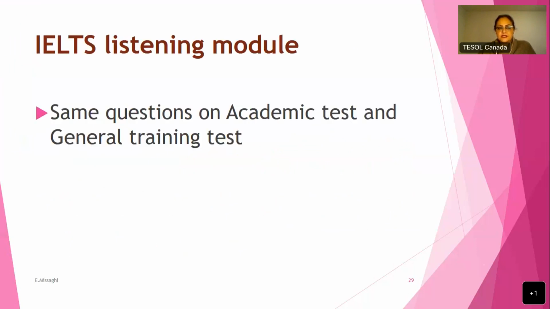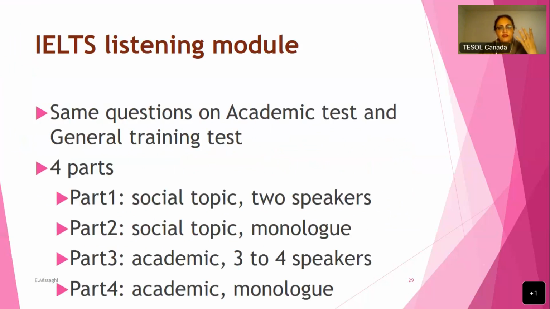So for IELTS listening, the questions are the same for academic tests and general training tests. There are 4 parts, part 1, 2, 3, and 4. Part 1, social topic, usually 2 speakers are talking. Part 2, monologue about a social topic. Like part 1 is talking about traffic, 2 people are talking about traffic. Part 2, monologue, 1 person is talking about the town festival. So again, it's a social topic.